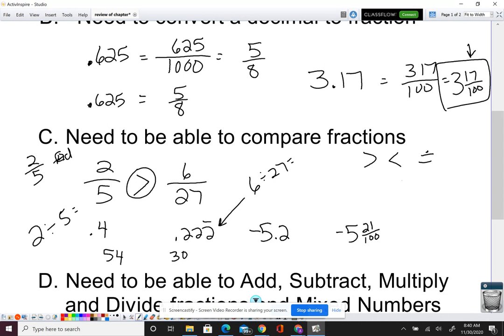Okay. Of these two numbers, which one is larger, which one's smaller?